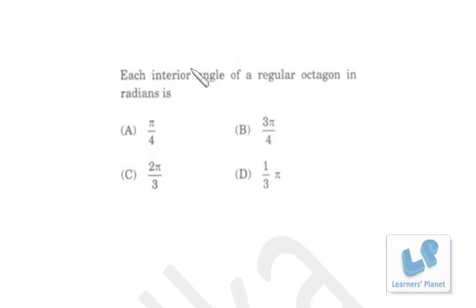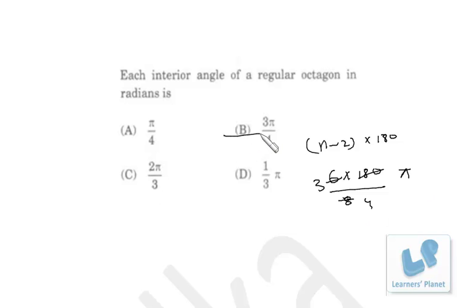Now this question, each interior angle of a regular octagon. See, for any polygon, the sum of the angles is given by n minus 2 into 180, right? Now this is the sum of all the 8 angles, right? If I put the value of n as 8, that is 6 into 180, that is the sum of all the angles, right? Since we have to find each interior angle, we'll divide it by 8, right? And since we have to find it in radians, instead of 180 I will write pi, because pi is 180. Okay, so this is 3 by 4 pi, right? As simple as that.